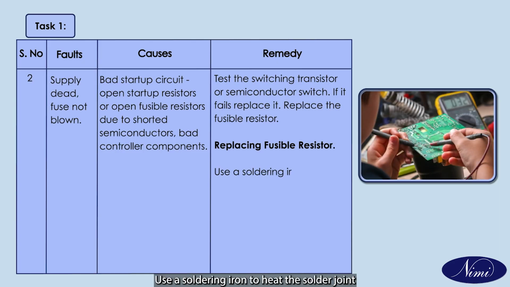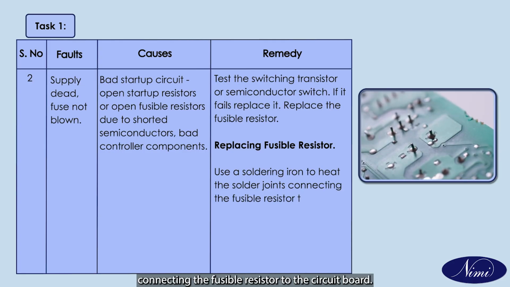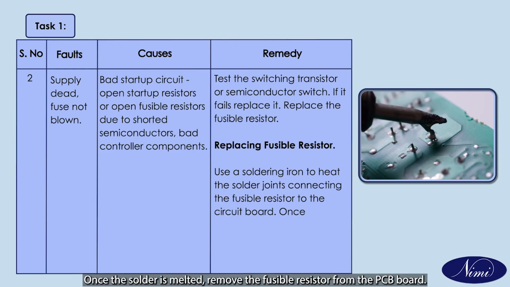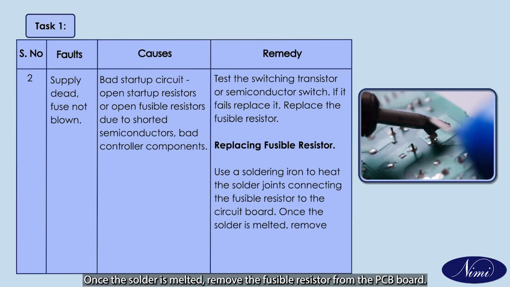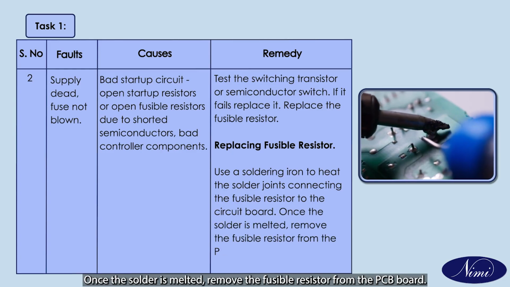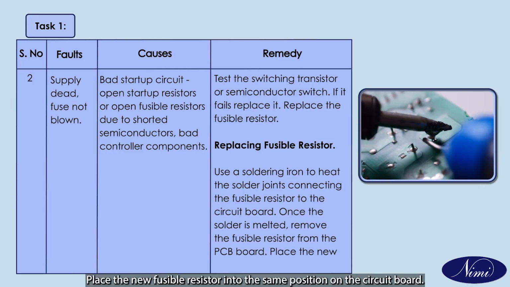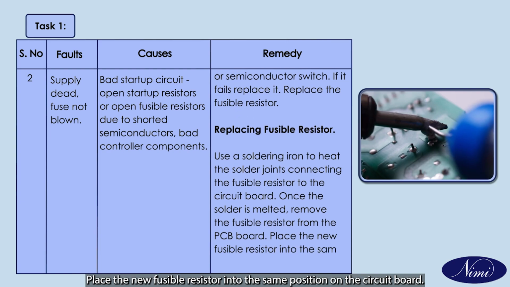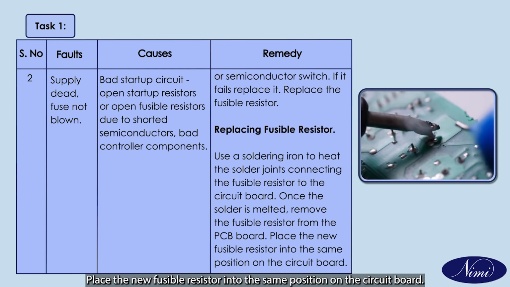Use a soldering iron to heat the solder joints connecting the fusible resistor to the circuit board. Once the solder is melted, remove the fusible resistor from the PCB. Place the new fusible resistor into the same position on the circuit board.